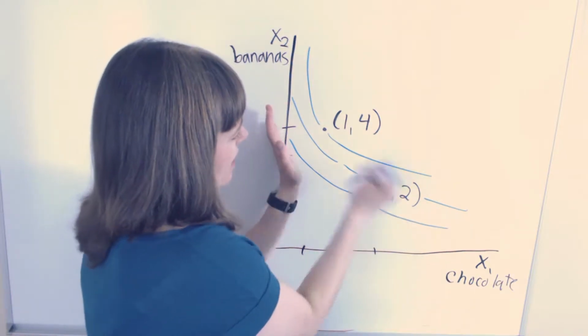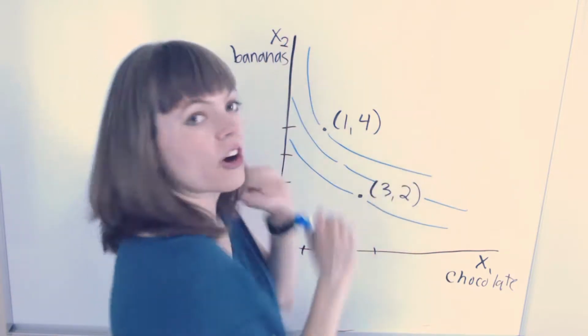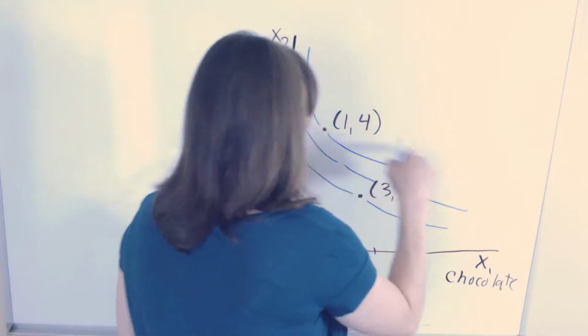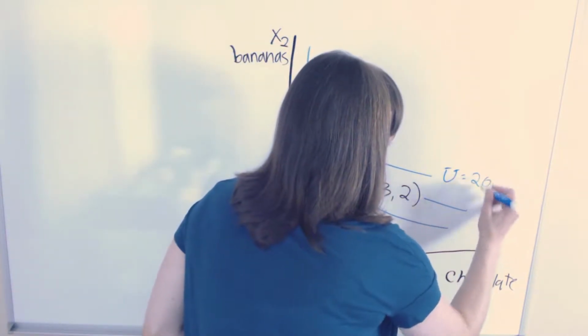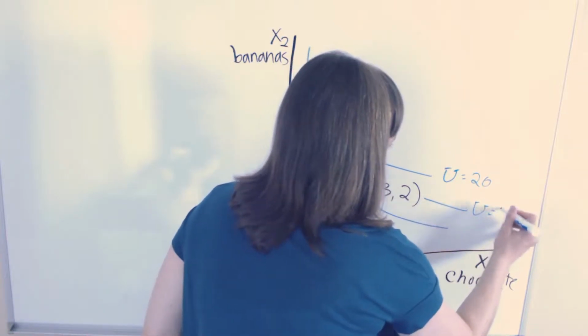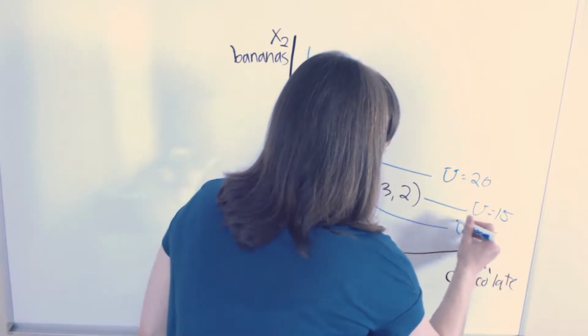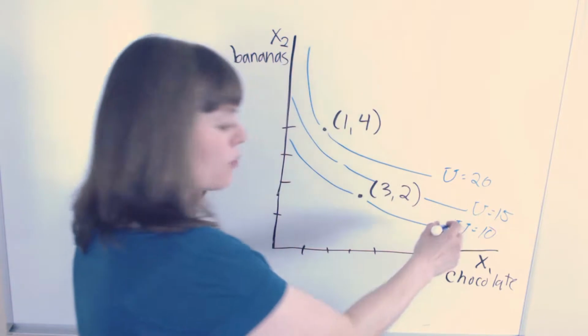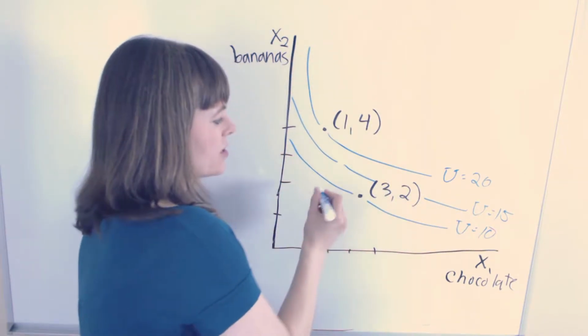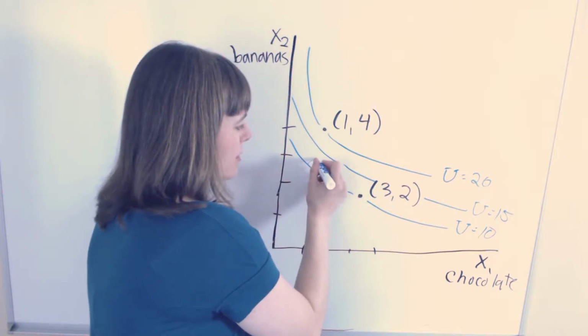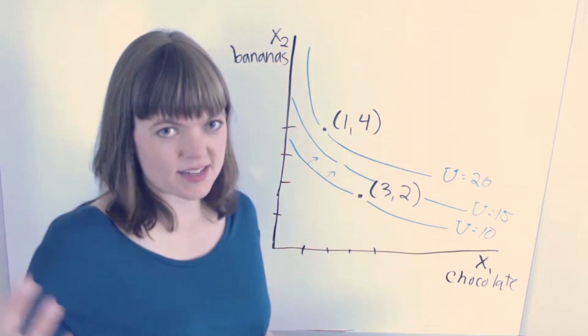We can see that this point is higher up on utility mountain, meaning the utility level for this indifference curve is going to be higher. This might be utility level of 20, this might be utility level of 15, and this utility level might be 10. And we know that along an indifference curve you have the same amount of utility, so as you move uphill on utility mountain, your utility is going to increase.